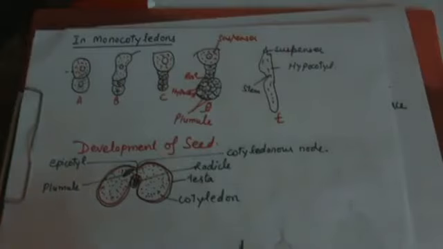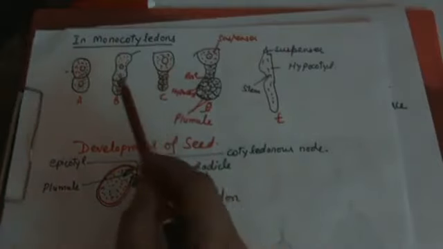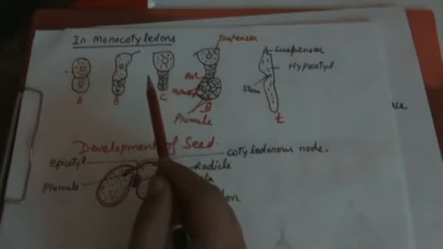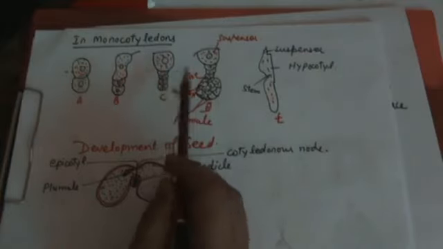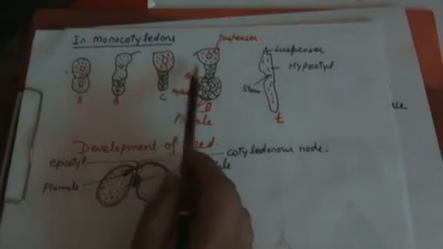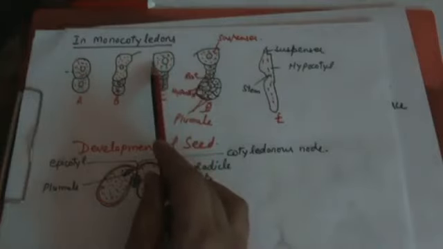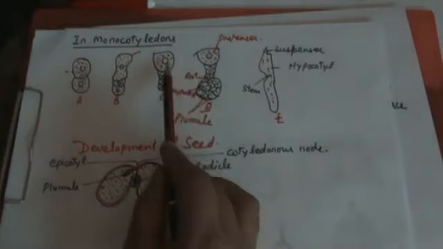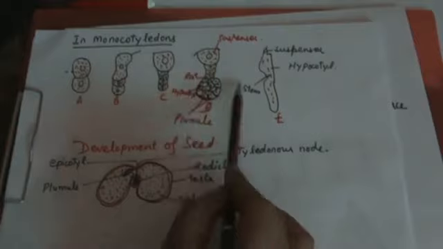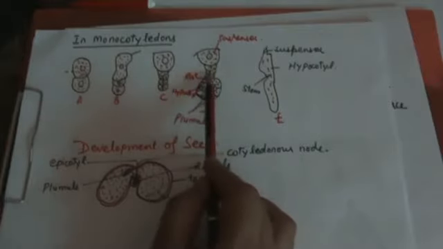Next, here is the development of monocotyledonous seeds. Early phases of embryogenesis in monocotyledonous seed up to the formation of the globular embryo are very similar. Up to here all stages of monocotyledon and dicotyledon are the same.